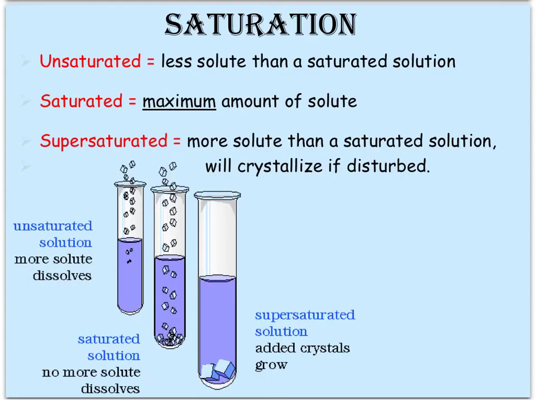We use these terms: unsaturated, to mean there's less solute than a saturated solution; saturated, to be the maximum possible amount of solute in the solution that will dissolve; and then supersaturated, where there's actually more solute than is possible. This is accomplished by heating the solvent, just like when we made the chemistry ornaments and we used a warm solution of borax. Then as it cools, the crystals will begin to form.